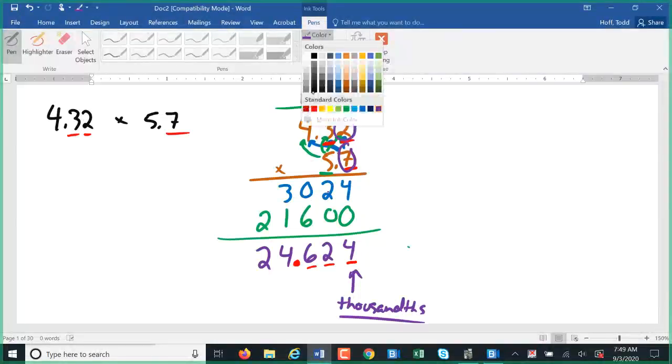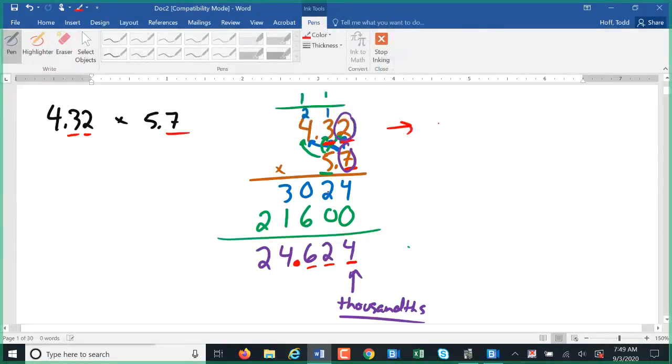Also, the other way we could have looked at it is, 4.32, well, that's about 4. 5.7, that's close to 6. 4 times 6 is 24. That's the only place that it makes sense to put that decimal point. 2.4624 would not make any sense with those numbers. That'd be way too small. And 246.24 would not make any sense. That'd be way too large.